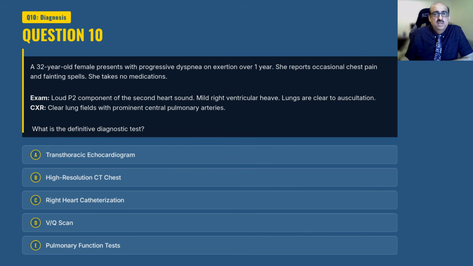Is it A, transthoracic echocardiography, B, high-resolution CT of the chest, C, right heart catheterization, D, VQ scan, or E, pulmonary function tests? So you can pause the video for up to 60 to 90 seconds, and I'll get my med-ed trio, the techie, ready, and the AU, the gold standard, and we'll come to the discussion in a moment.